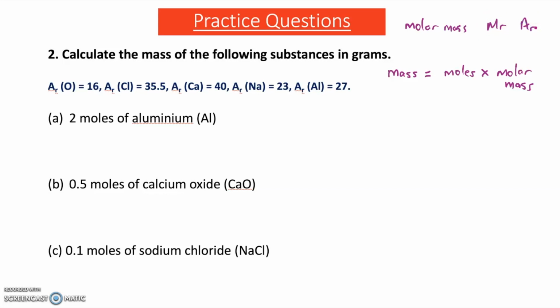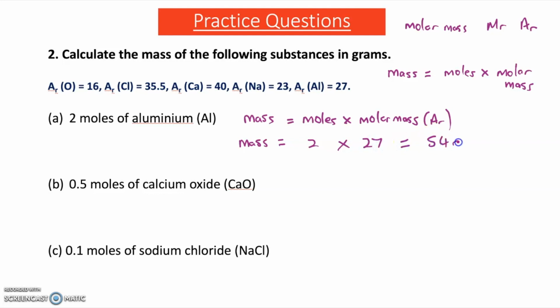Now in this first question, we're asked to convert 2 moles of aluminium into the mass in grams. So aluminium is an atom, so we need to use the AR value here for the molar mass. So the mass is equal to moles times molar mass, and the molar mass that we're going to use is the AR value of aluminium. So the AR value of aluminium is 27. So to find the mass, we do moles times the molar mass, which is the AR value. So it's 2 times 27, and that will be a mass of 54 grams.